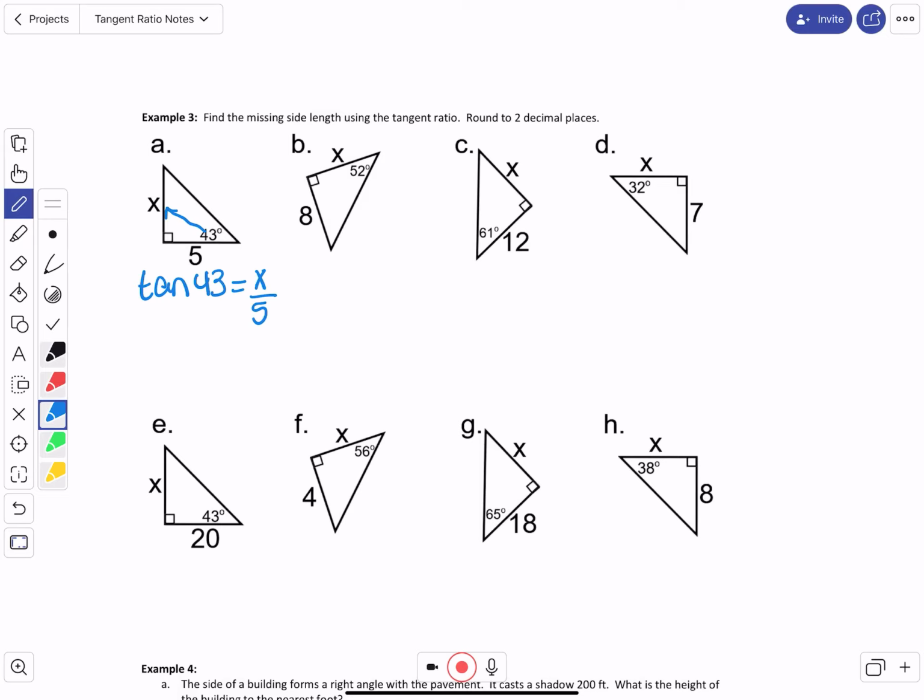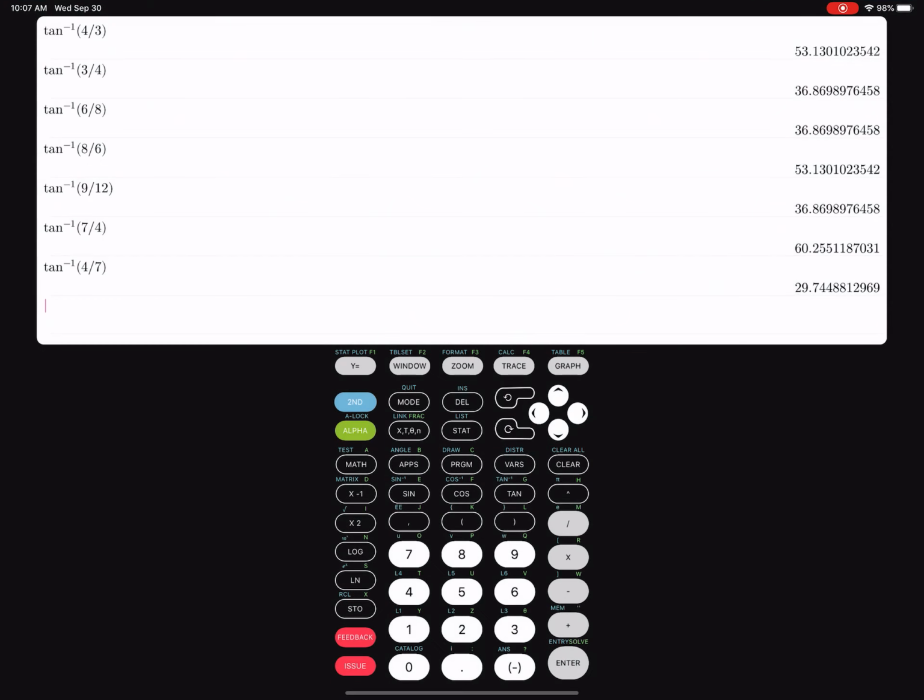So when you're solving for X, 5 is on the bottom of your fraction. So when 5 is on the bottom, you need to move it up and over to the other side. So 5 is going to go up and over to the other side. You're going to multiply by 5, okay? So you have 5 times the tangent of 43. You just move 5 to the other side. So you're solving for X. You're just solving an equation for X is all you're doing, okay? So we're going to do 5 times the tangent of 43.